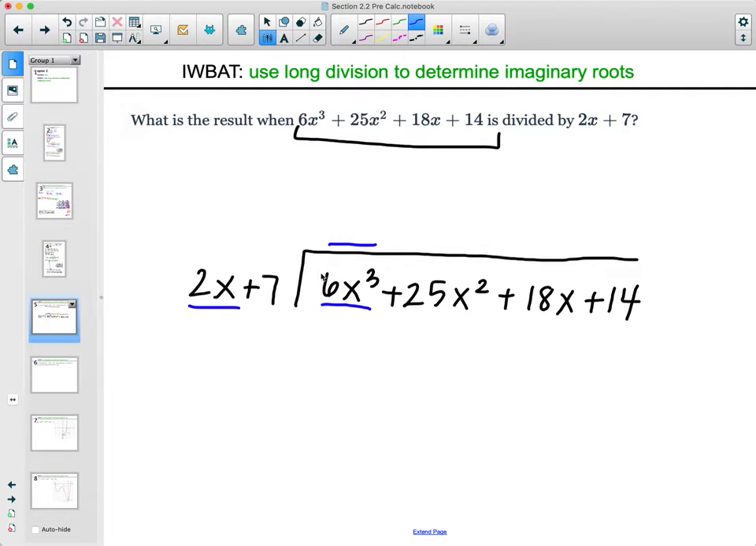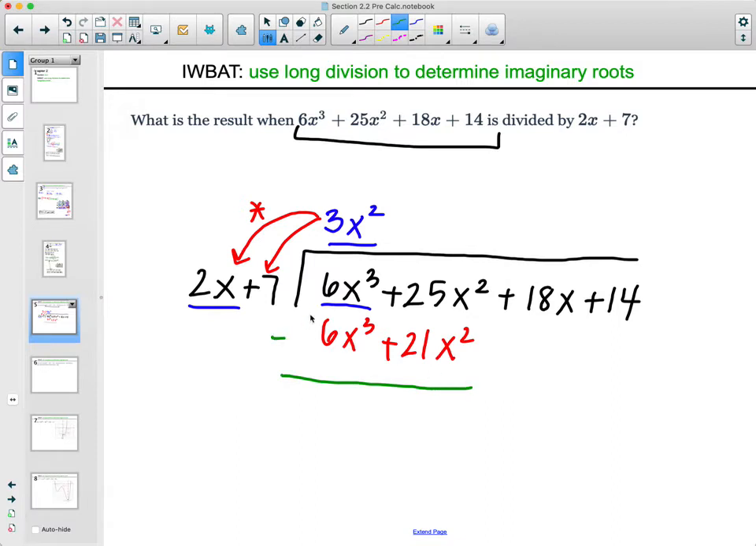So 2 times what gives me 6? Well, 2 times 3. X times what gives me x cubed? So x times x squared. So that's how you figure out that first number. Now you're going to take and multiply it times this binomial and write down what you get. So you're going to do 3x squared times 2x, which is 6x cubed. And you're going to do 3x squared times 7. So that's 21x squared. And then line them up with their like terms. So I put the x cubed under the x cubed, the x squared under the x squared.